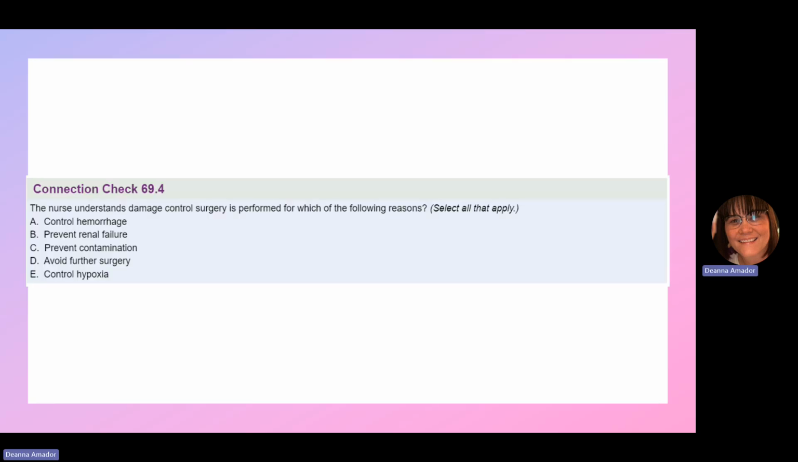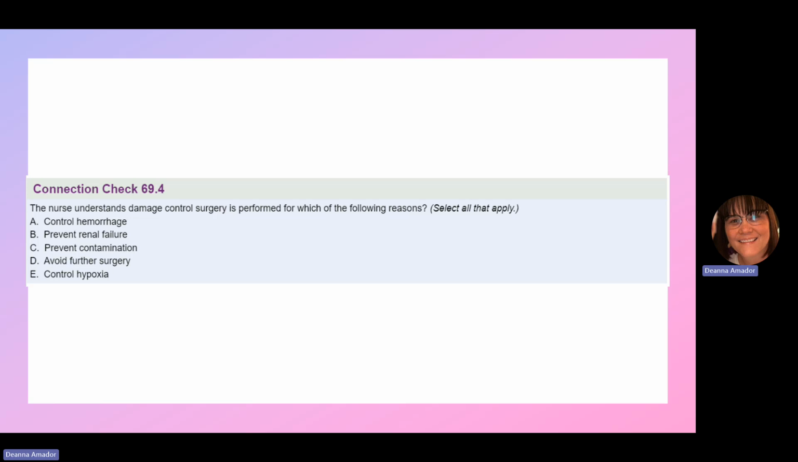Okay, so here's your connection check question. A nurse understands damage control surgery is performed for which of the following reasons? And this is a SATA. A, control hemorrhage, B, prevent renal failure, C, prevent contamination, D, avoid further surgery, or E, control hypoxia. As you can tell in your speaker notes, the answer is A and C. So A, control hemorrhage, and C, prevent contamination.